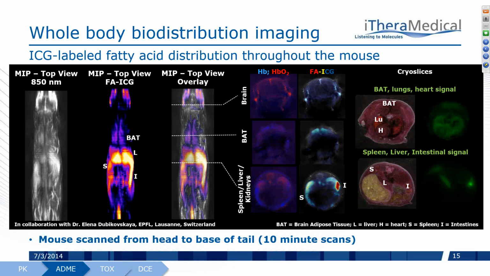And we can also have a look at higher resolution cross-sectional images shown here. So we can get a very nice three-dimensional idea of where the probe is located. And on the right, we see the validation of these findings by cryofluorescence. So this is on a whole body level.